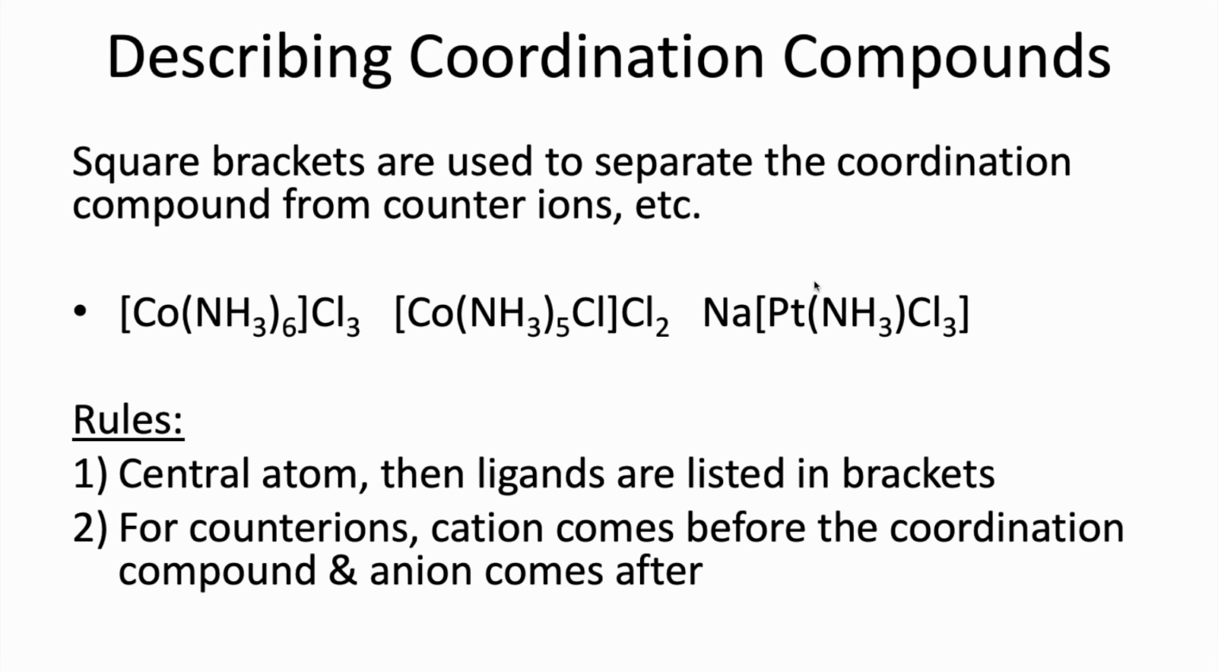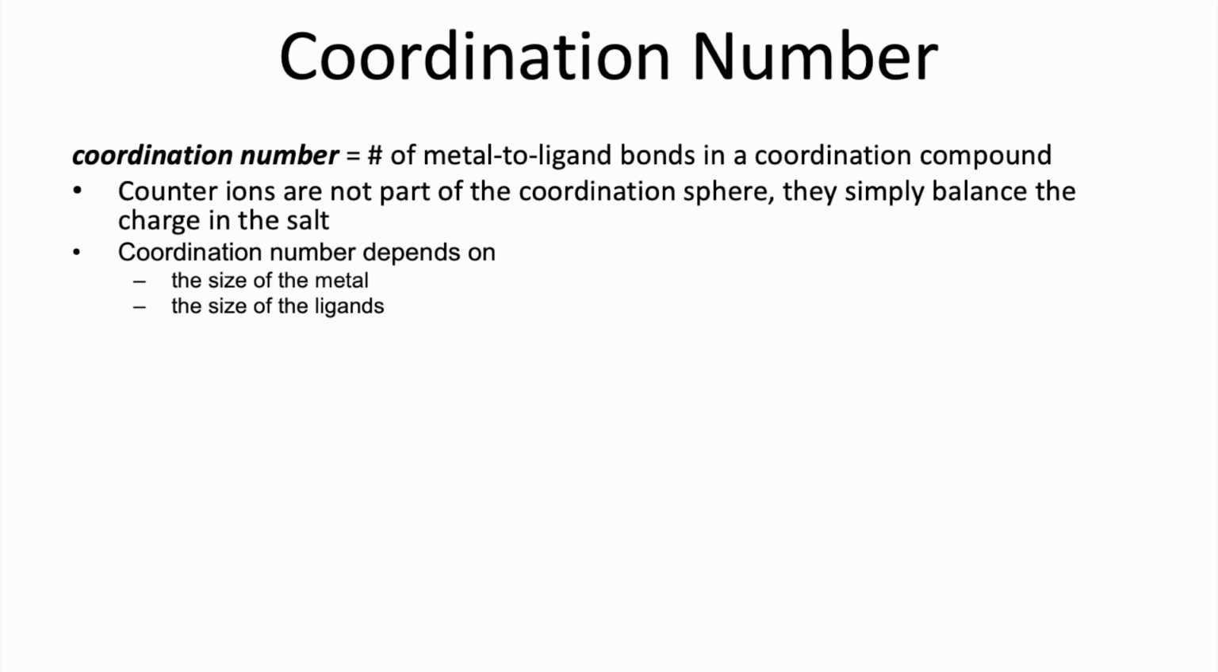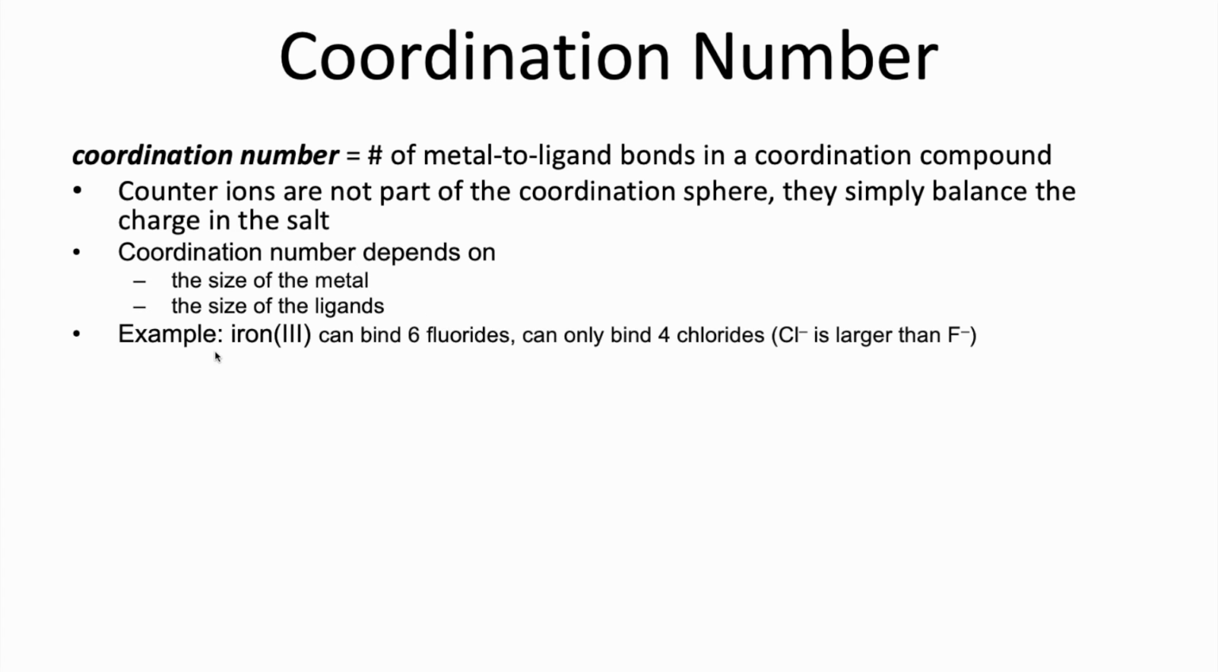So 3 different things that we're going to talk about now. The first is coordination number, and coordination number is the number of metal to ligand bonds in a coordination compound. It's important to note this is not the same as the number of ligands, because remember, some ligands can make multiple bonds. Counter ions are not part of the coordination sphere, the ones that are actually attached to the metal. They're just balancing the charge in the salt. The coordination number is going to depend on the size of the metal and the size of the ligands. As an example, iron 3 ions can bind 6 fluorides, but only 4 chlorides because of the size issue.